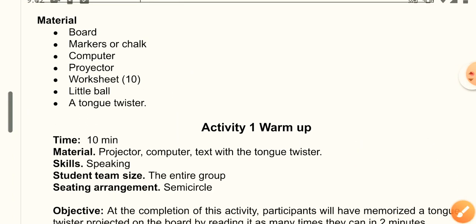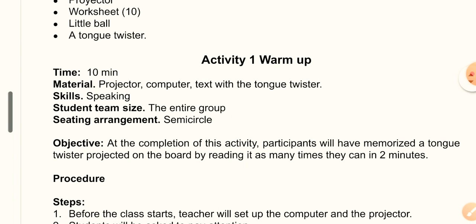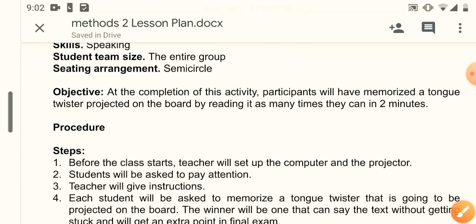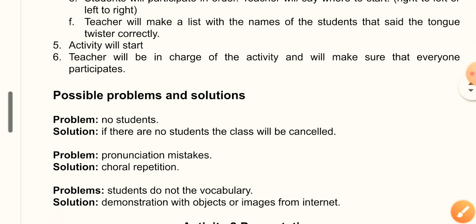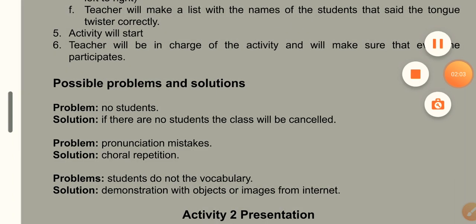So before I explain to you the activities, I want you to know the format that I use to explain each activity. Okay, so in the first part you are always going to find the important information about the class: the time, the materials, skills, student team size, and seat arrangement, then the objective, and then the procedure with all of these steps. Okay, and at the end are going to be all the possible problems and solutions. Okay, so let's start with the explanation of the first activity.